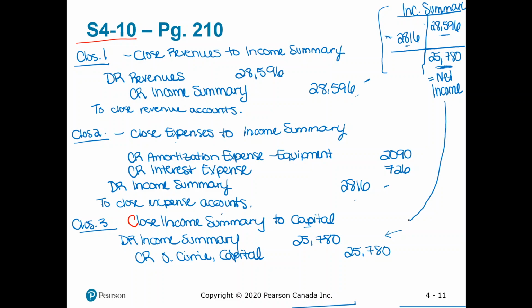If we had more debits here, so we had a higher amount of expenses than we did revenue, we would have been left with a debit balance. And that would recognize or represent a net loss. So if your expenses, your debit amount, was larger than your credit, you have a net loss. Okay, so that's closing entries 1 to 3. Closing entry, or I need my explanation to close income summary.